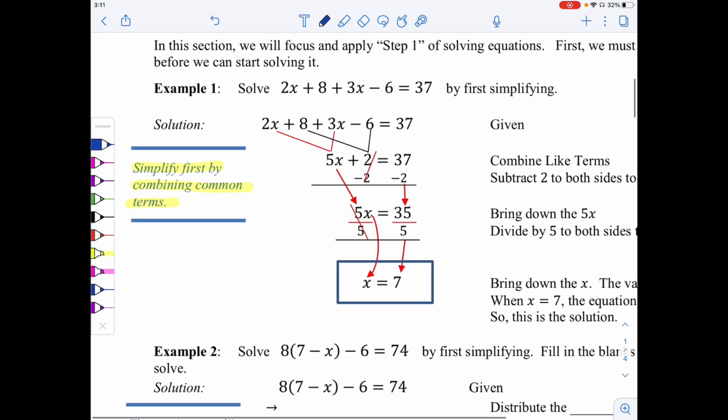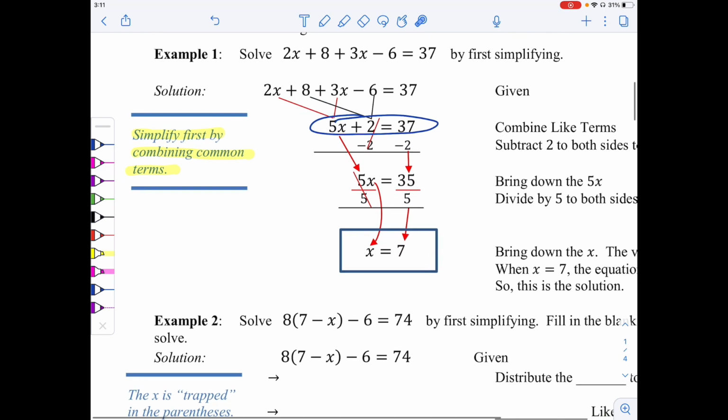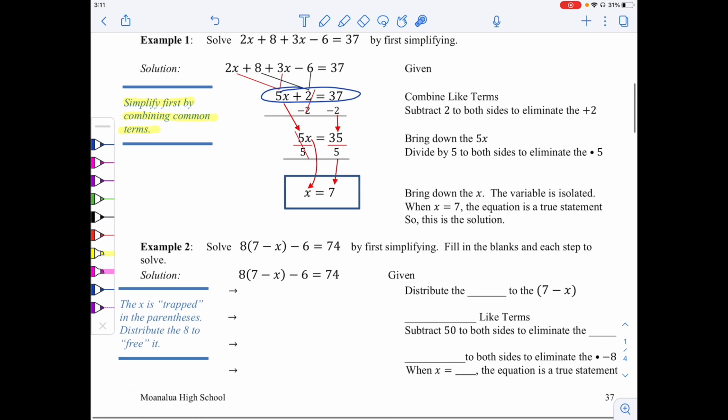Here we have to simplify first by combining like terms. So 2x plus 3x is 5x, and 8 and negative 6 is positive 2. And then we can solve this problem right here. Then we subtract 2 from both sides, get rid of the friends. Detach 5x by dividing. 35 divided by 5 is 7. So we're just adding one more step: simplify and then solve our two-step equations.